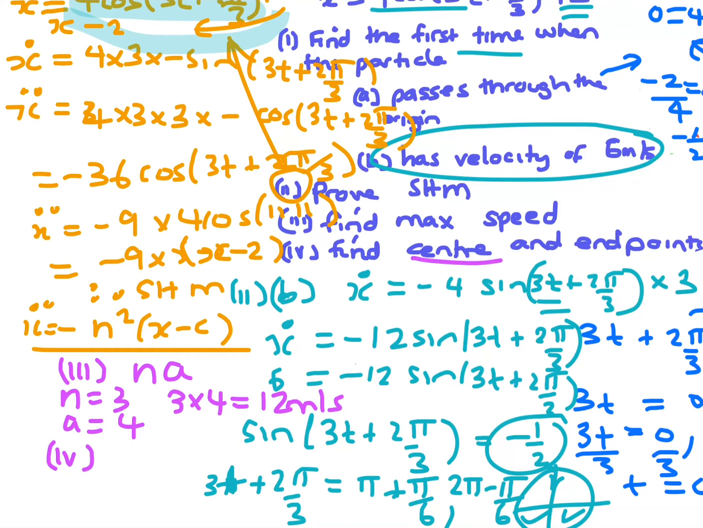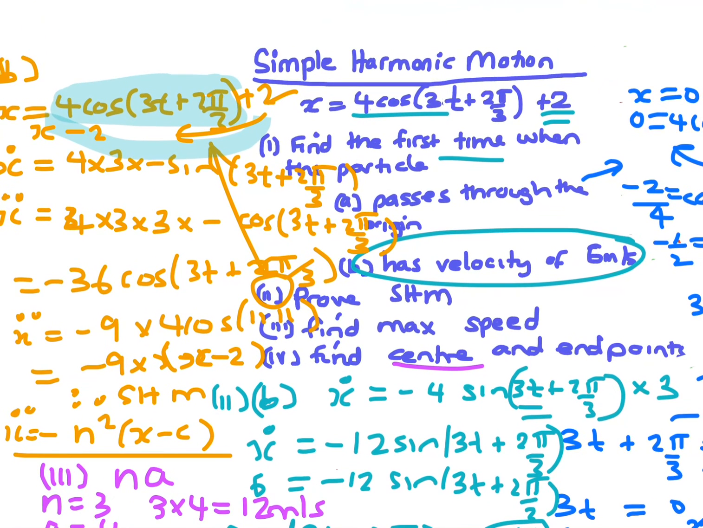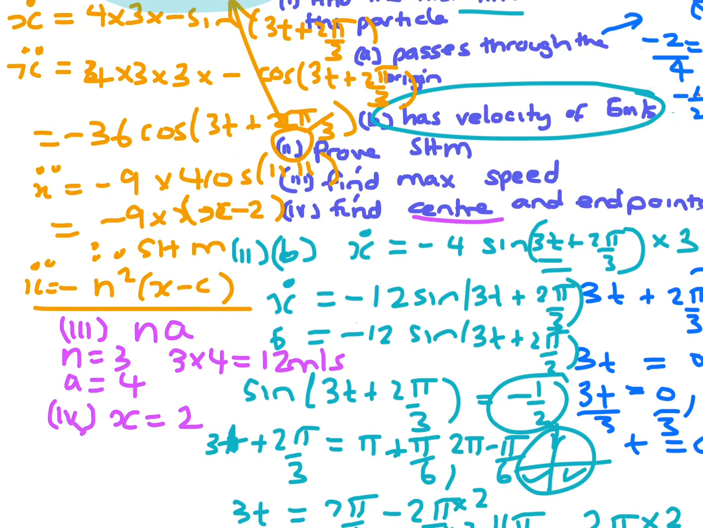And part 4, find the center. So the center is at x equals 2, because you can get that from here. That's what it oscillates about, and it goes up 4 and down 4. So 2 plus 4 gives you 6. 2 minus 4 gives you minus 2. So to get the endpoints, it oscillates between 6, there are your endpoints, and minus 2.